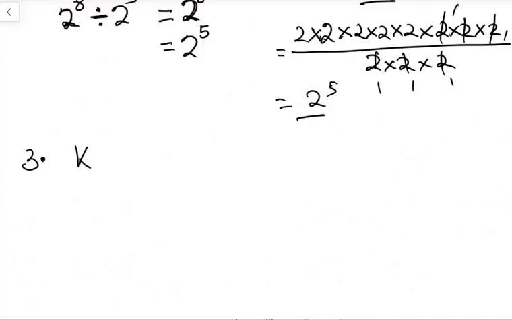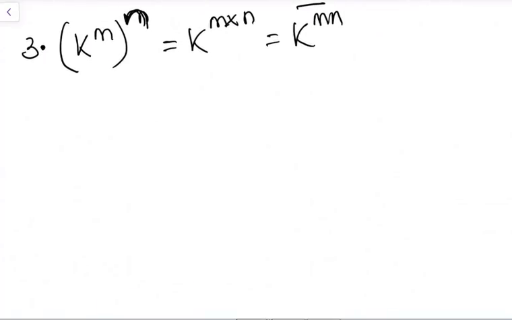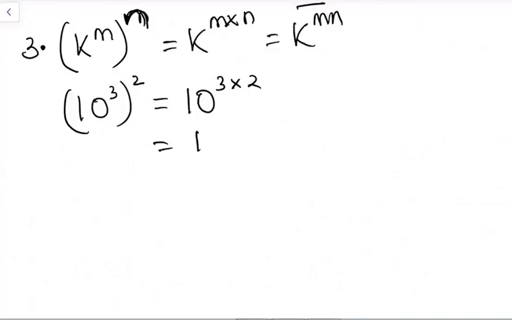Now the third example. If we have k raised to power m in brackets now to the power of n, it's going to become k raised to power m times n, k raised to power mn. So how do we solve this? It's as if we are saying 10 raised to power 3 now again to the power of 2. Instead of writing 10 raised to power 3 in several places, we can just say 10 raised to power 3 times 2, and this will give us 10 raised to power 6.